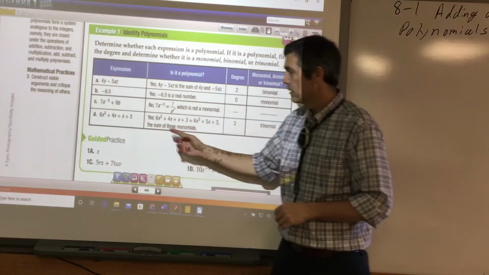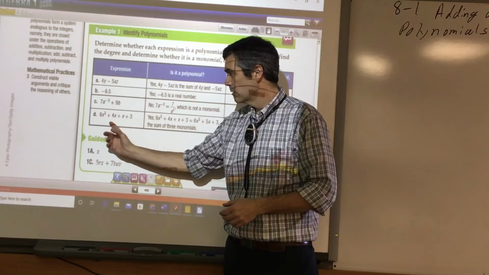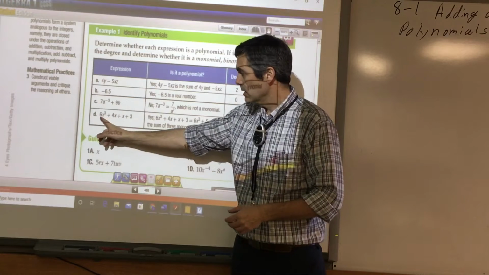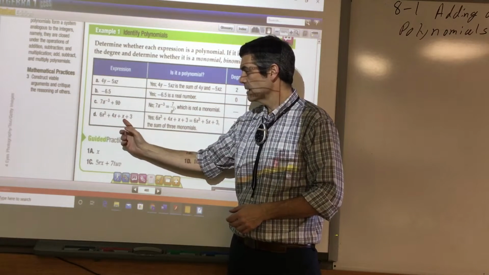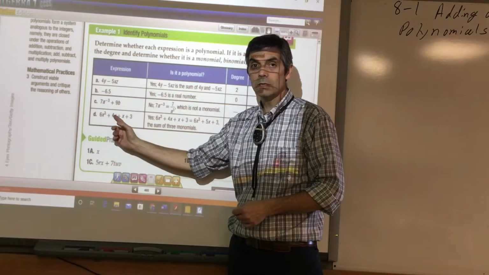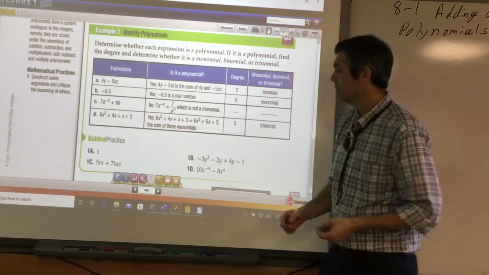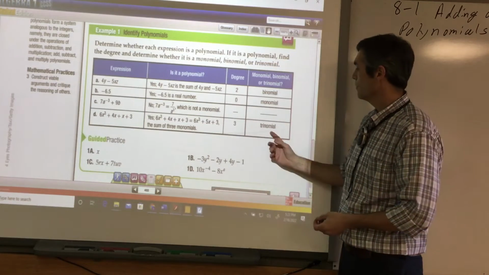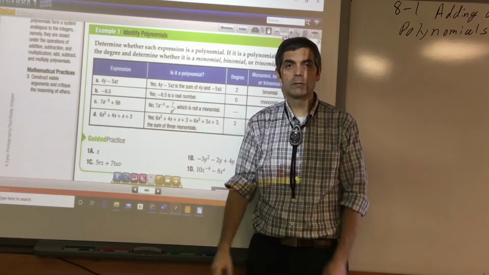Right here, yes, it's a polynomial. Its third degree is here because 6x to the third. Now notice, look right here, 4x plus x. You can combine those two things, okay? You can combine those like terms, but it's still a trinomial to the third degree because of this right here being raised to the third degree.